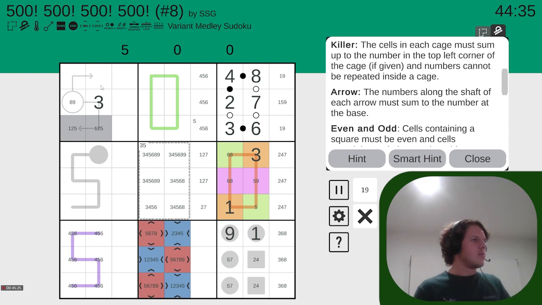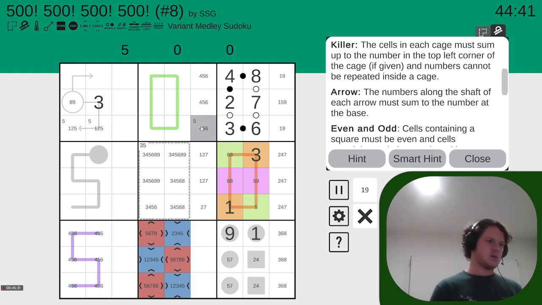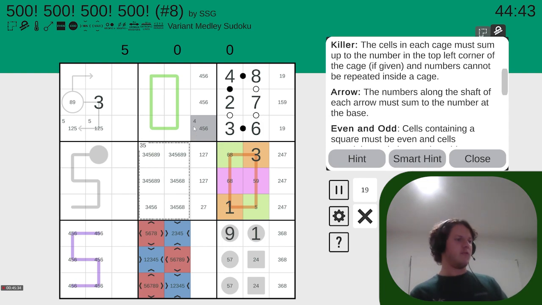I just wasted 40 minutes of my life. Not quite. Okay, let's say there is a guaranteed 5 now here, which means this has to be the 4 in here. Okay, let's hope this works now.